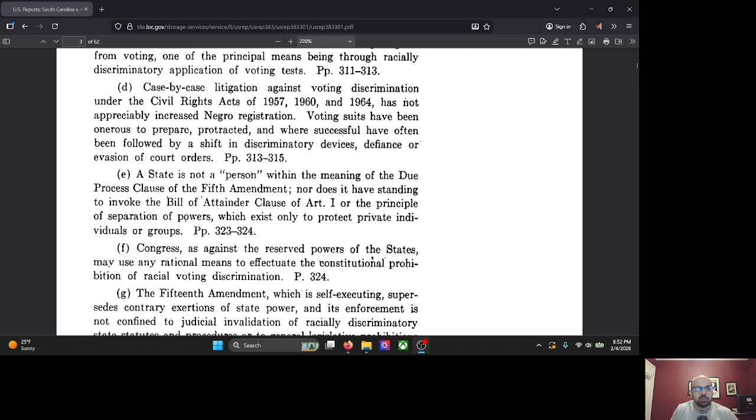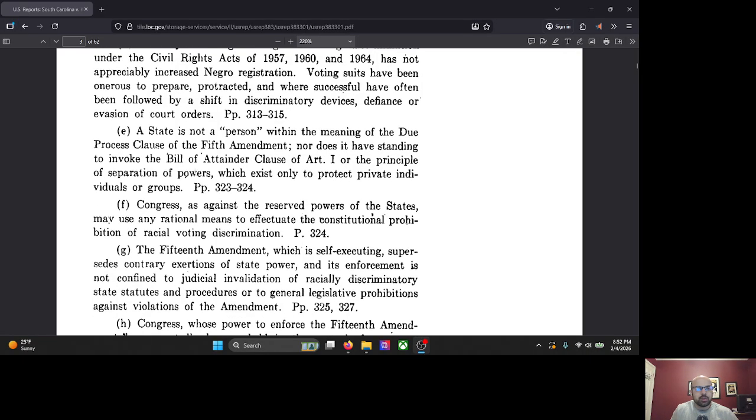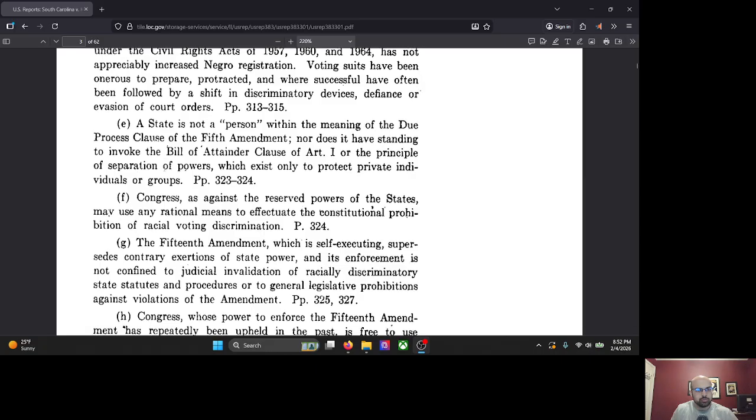A state is not a person within the meaning of the Due Process Clause of the Fifth Amendment, nor does it have standing to invoke the Bill of Attainder Clause of Article 1, or the principle of separation of powers, which exists only to protect private individuals or groups.